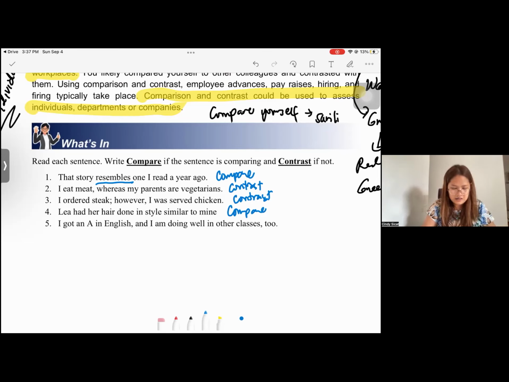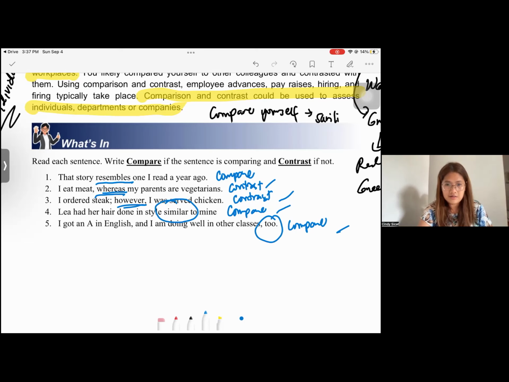So let's look at the keywords after this. I got A in English and I'm doing well in other classes too. Compare. Okay, perfect. So allow me to highlight resembles, whereas is contrast, however is a contrast, but once you see similar and to, okay, those are comparison. I hope we're clear with that. Okay?